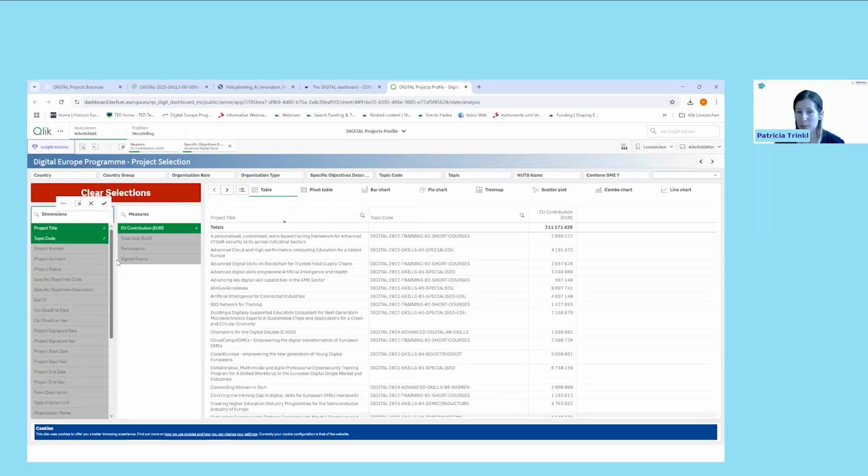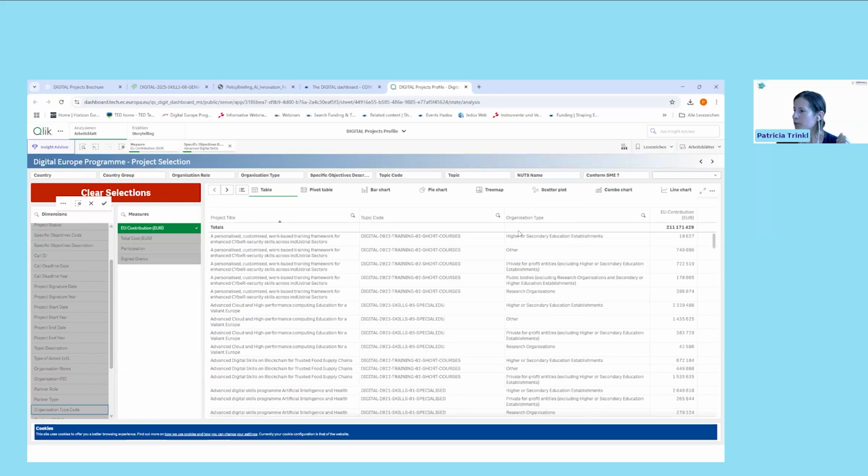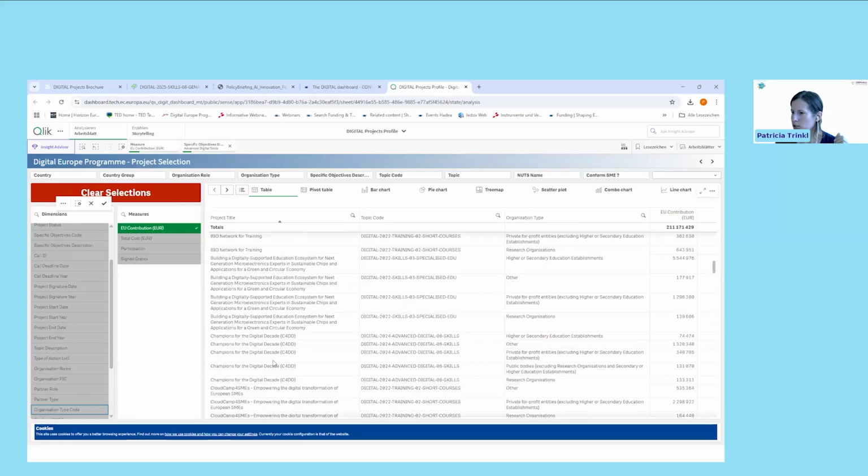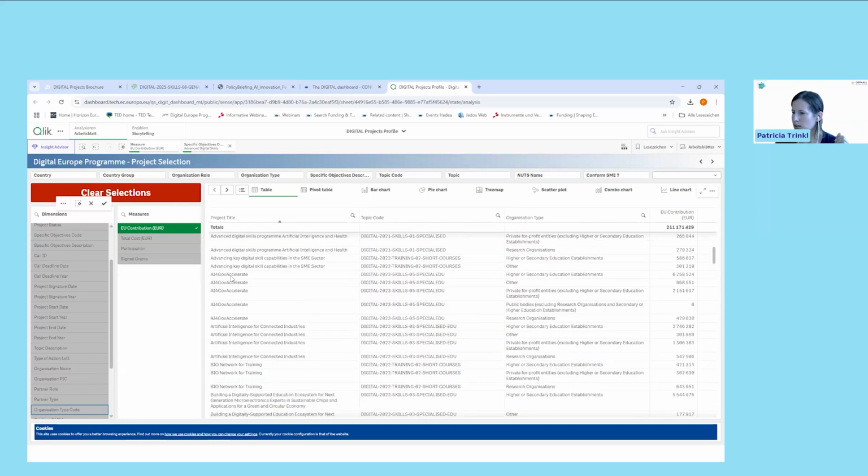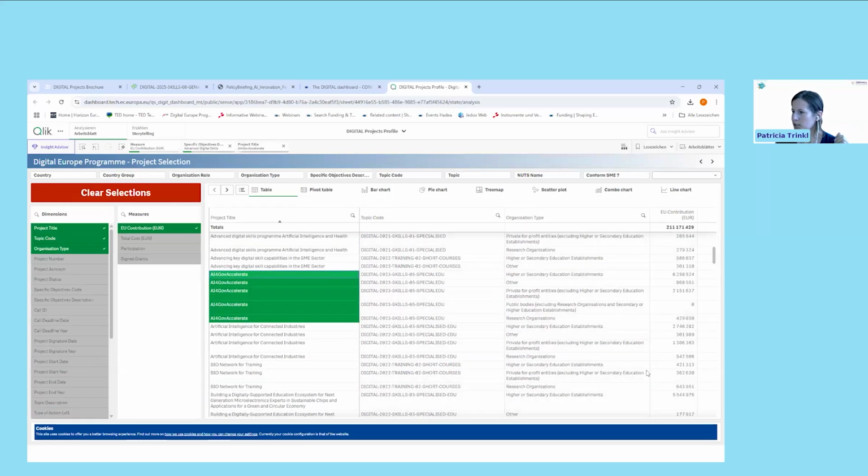And what is also really nice, because I already mentioned, we need industry, we need academia, we need research organizations. And we often get the question, well, how big a part should they get? So for example, for a question like that, I can also include the organization type. So let's go just for this project, I will filter for that one.